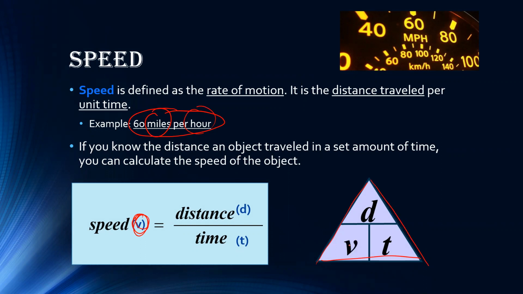Or let's say we're trying to solve for time, we would cross that one out and we would do the distance divided by the velocity. If we're trying to solve for d, distance, we would cross that one out and we would do velocity times time because they're right next to each other.